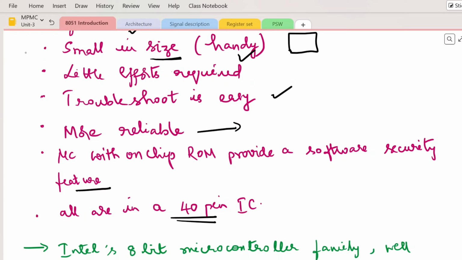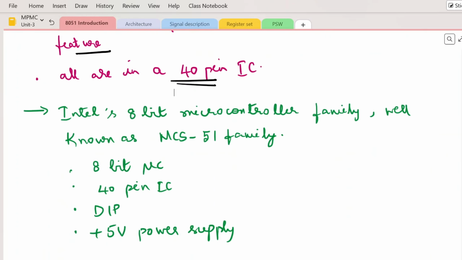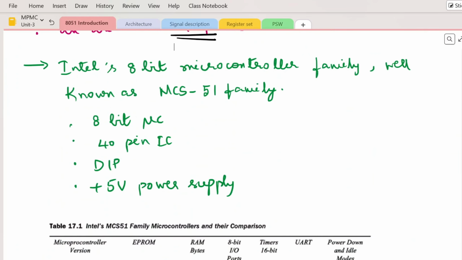Now coming to the microcontroller family. This is the Intel family of 8-bit microcontrollers. This is the Intel company and it is an 8-bit microcontroller generally known as the MCS 51 family. It is an 8-bit microcontroller, and it has 40 pins. It is available in a dual inline package and the power supply required for this is plus 5 volts.